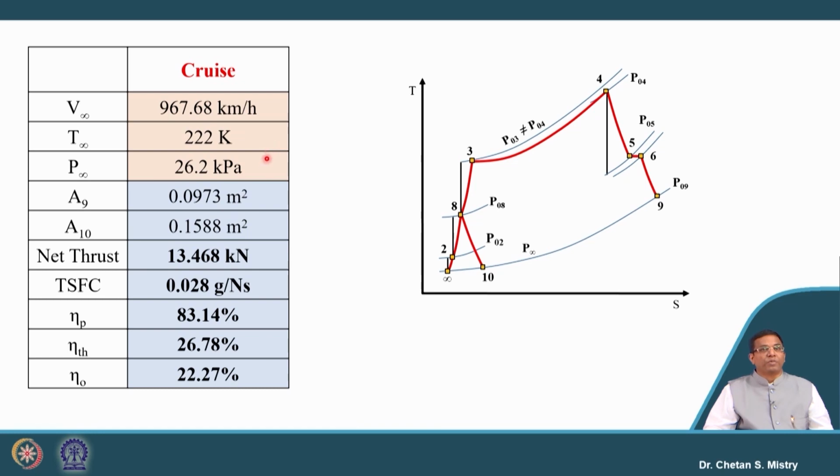Okay. So, let us put this in terms of our conclusion table, where we have our temperature, pressure, area at the exit of my core nozzle, area of my fan nozzle, total thrust, thrust specific fuel consumption and all three efficiencies.